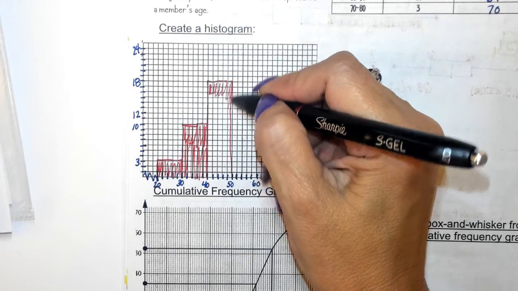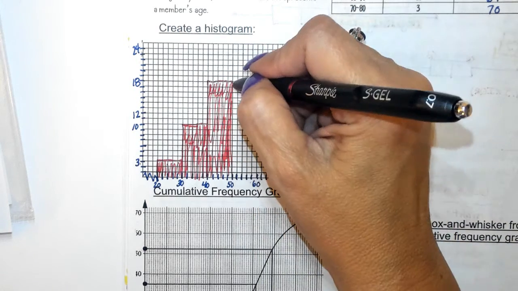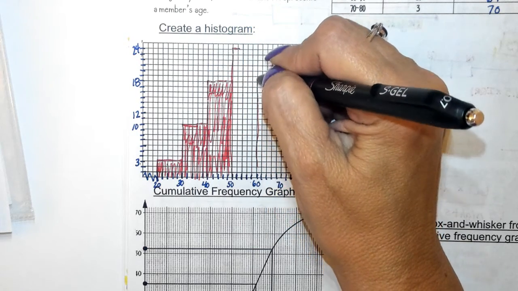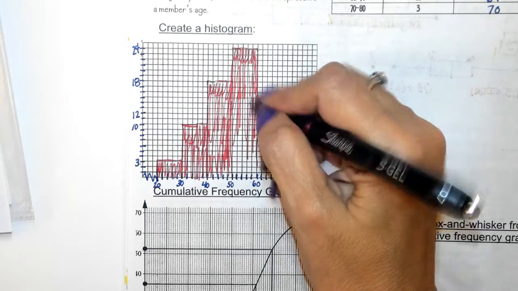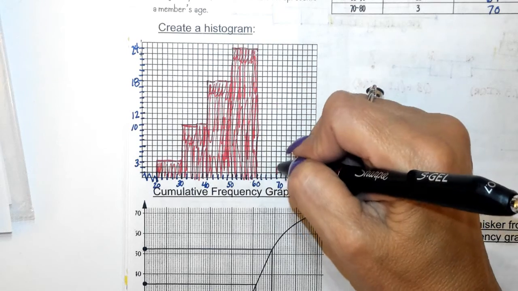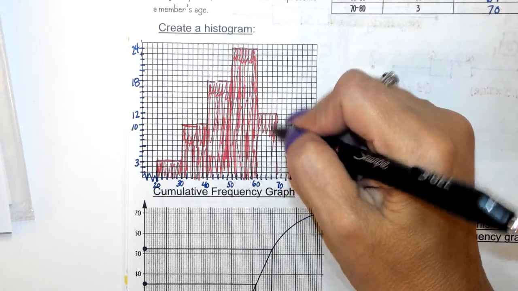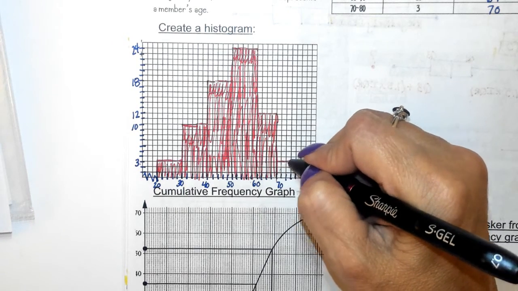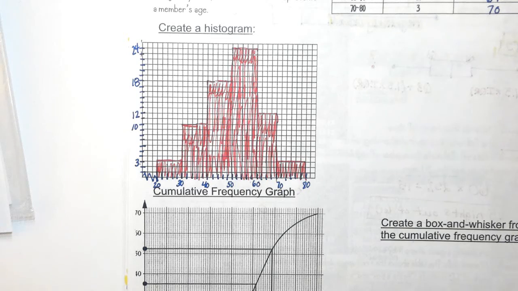These are hard to do. All right, 24. And 12 on the next one, so right here. Notice my intervals are all the same width, and then 3 is 70 to 80. All right, so there's my beautiful histogram.